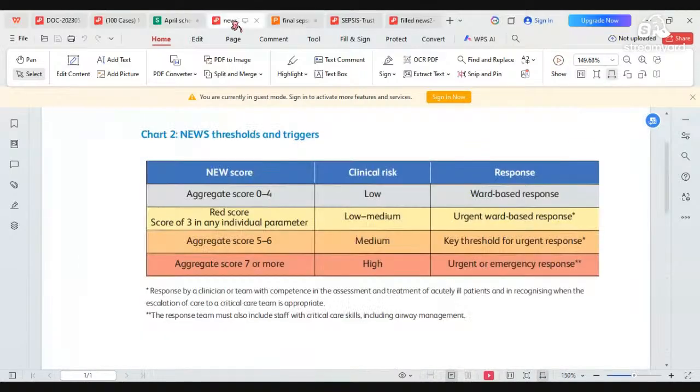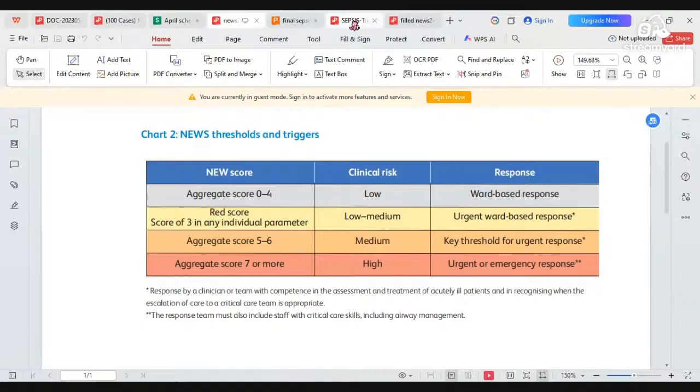Now, if you look at this chart too, the NEWS threshold and triggers. Now, in our case, we have an aggregate score of 9. So I'll just go down to 9. Is the section in red. Now, an aggregate score of 7 or more, of course, 9 is greater than 7, means that this patient is at clinical risk. So high. The clinical risk of this patient is high. This patient needs urgent or emergency response. Now, there's 2 asterisks here. The response team must also include staff with critical care skills, including airway management.